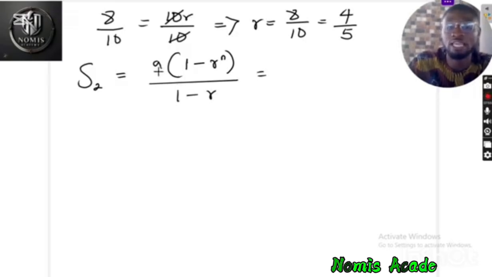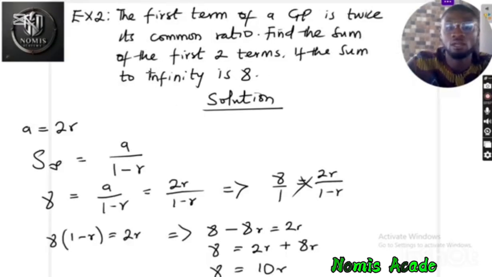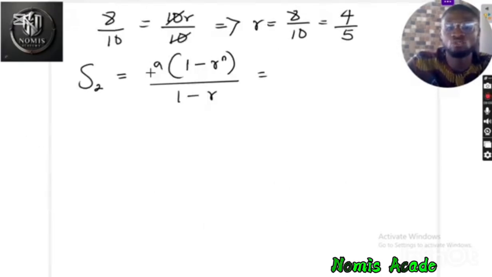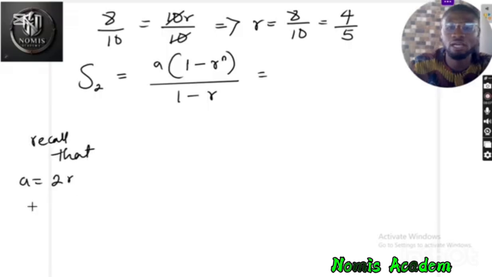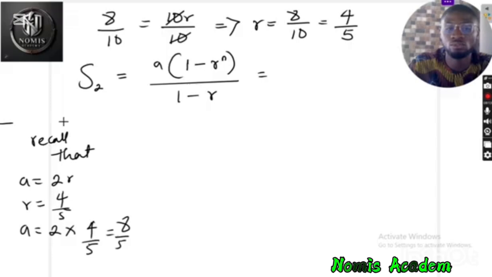So what is A? The value of the first term. Let's go back. The value of the first term A is 2R. And now that I've gotten R to be 4 over 5, recall that A is equals to 2R. So I can boldly tell that A is equals to 2 times 4 over 5, and that is 8 over 5. So very good. Let's keep that by the side.